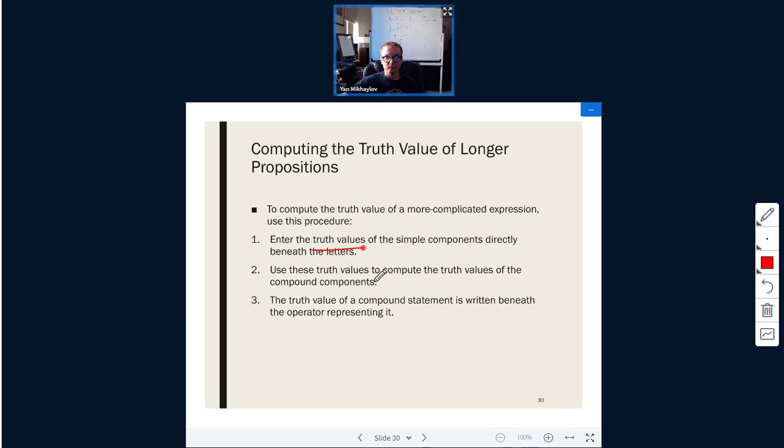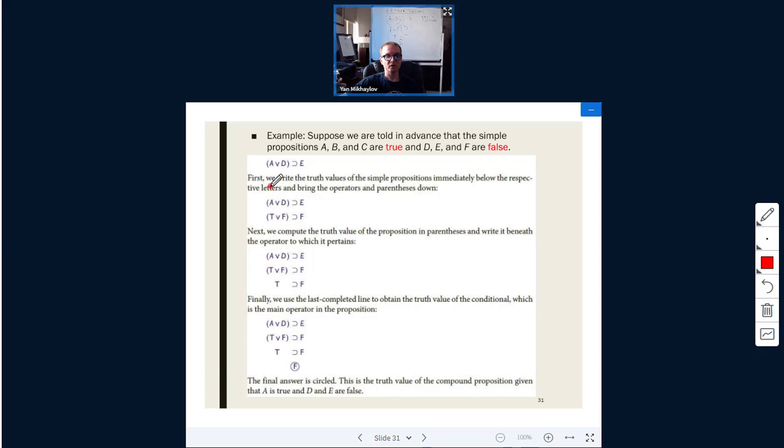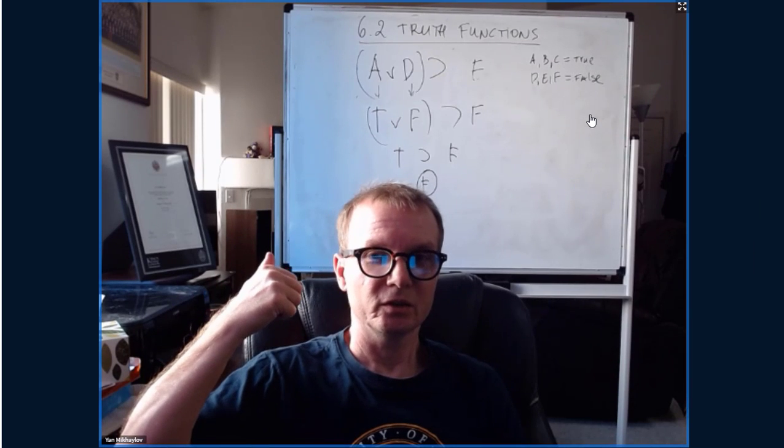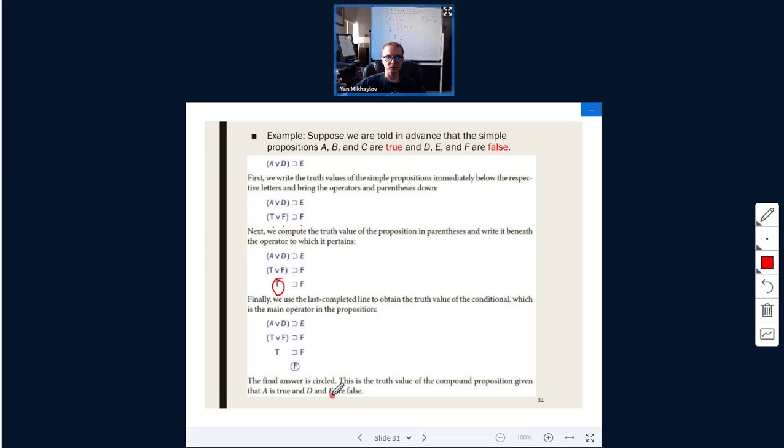First you enter true values, then compute for compound, if you have some compound in parentheses, and then just follow the same pattern. So you see, this is the same example in the book, A or D, therefore E. So they also enter F, true, false, false. Then they calculate the parentheses, which gives you true. This one's still false, and then the whole thing is false. It's a little bit longer way than what I have on the board there, but it's the same idea exactly. It's just they add a few more steps to chew it a little bit further.